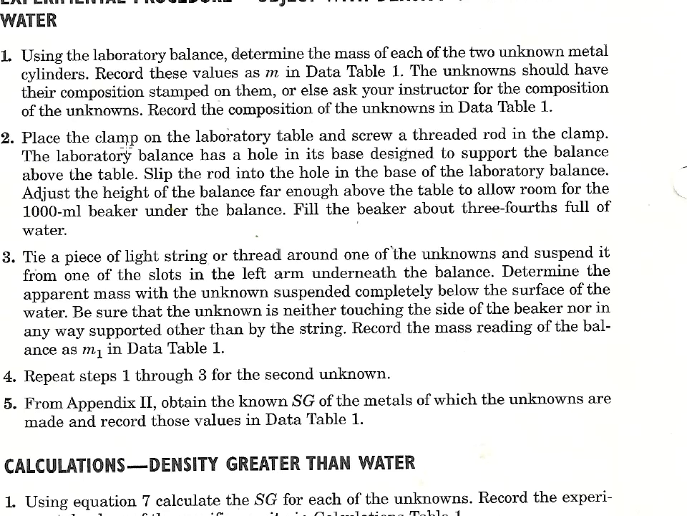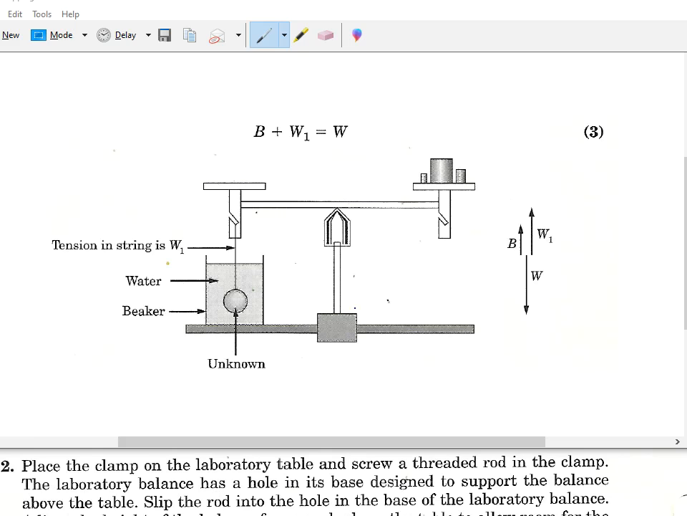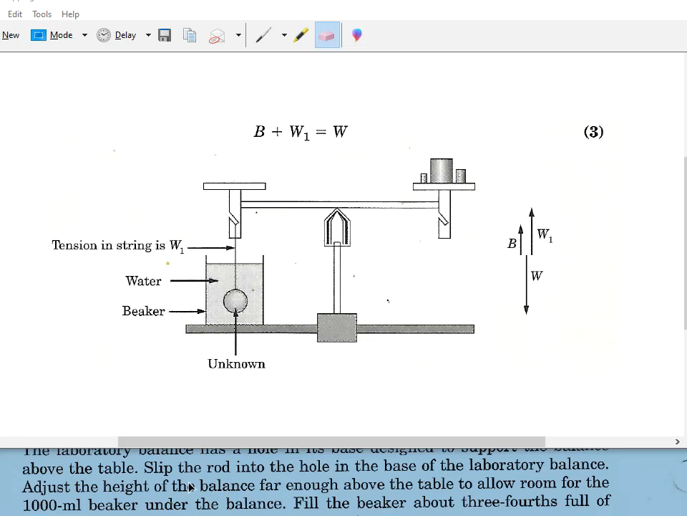The next part says, place a clamp on a laboratory table and screw a threaded rod in the clamp. Okay, so here is the rod and the clamp right around here. It says the laboratory balance has a hole in its base designed to support the balance above the table. So I would guess that's somewhere around here in the diagram. It says slip the rod into the hole at the base of the laboratory balance and adjust the height of the balance far enough above the table to allow room for the 1000 milliliter beaker under the balance.